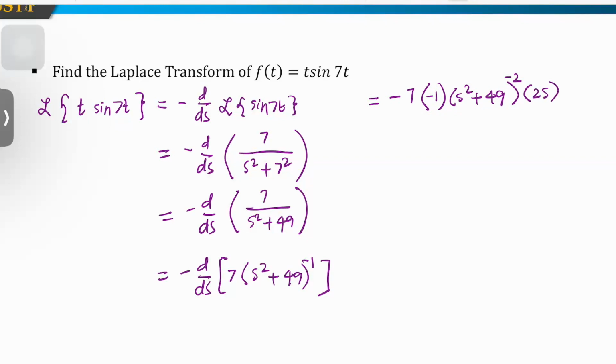Okay? So simplifying everything, we have here the negative 7, negative 1, and 2s. That is positive 14s over s squared plus 49. Bring down na to, that is squared, positive. Okay, so we already have the Laplace transform of t sine 7t using the previous theorem that we have learned.